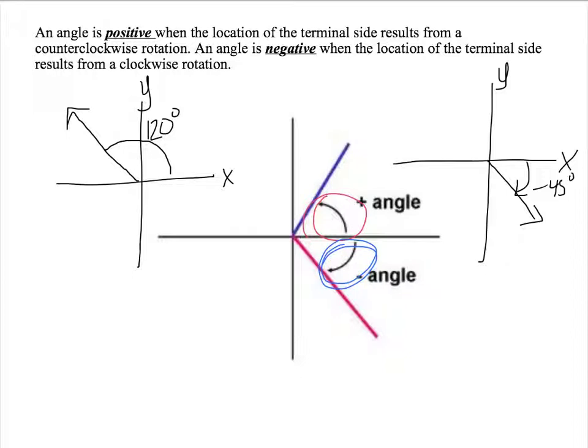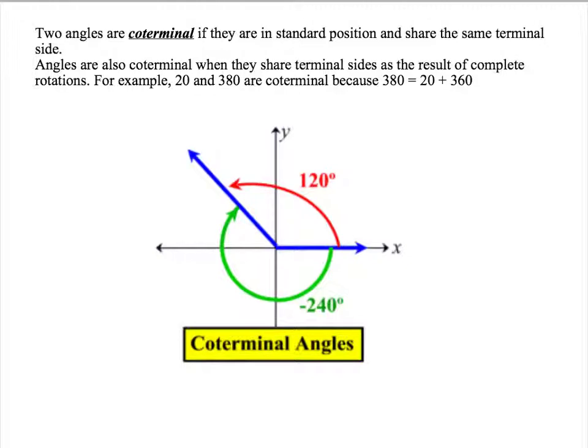All right, let's look at the next vocabulary. This one might be the most difficult to understand. Coterminal. Two angles are coterminal if they are in standard position and share the same terminal side.